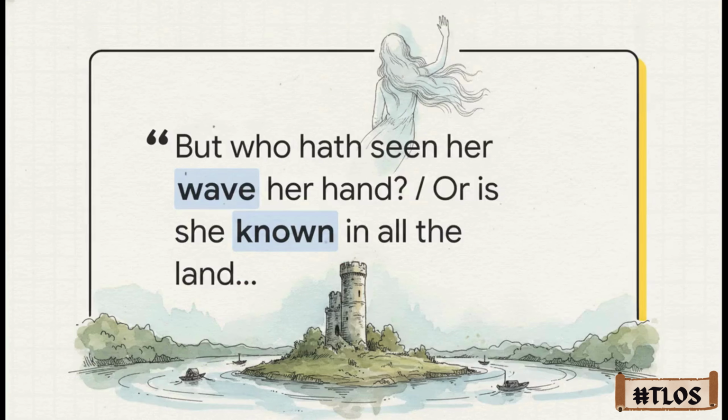As all these boats and barges skim down the river, totally ignoring the island, Tennyson does something really cool. He actively interrogates us, the reader. Notice the rapid-fire, rhythmic questioning in these lines. Wave her hand, seen her stand, known in all the land. He's establishing that, yes, she's physically there, she has a name and a location, but she is completely unseen by the wider world. Has anyone actually laid eyes on this woman?